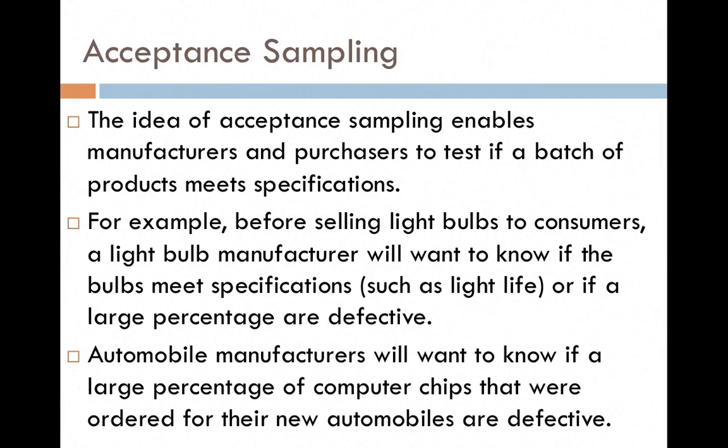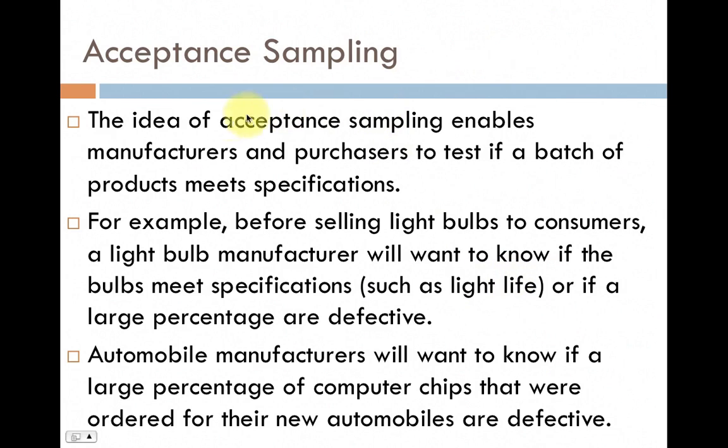Automobile manufacturers will want to know if a large percentage of computer chips that were ordered for their new automobiles are defective. So the way we're going to do this is by not testing the entire population of light bulbs. Because if we were to test the entire population of light bulbs for their length of life, then we would kill off every member of the population. Every item in the inventory would be lost if we did testing like that.